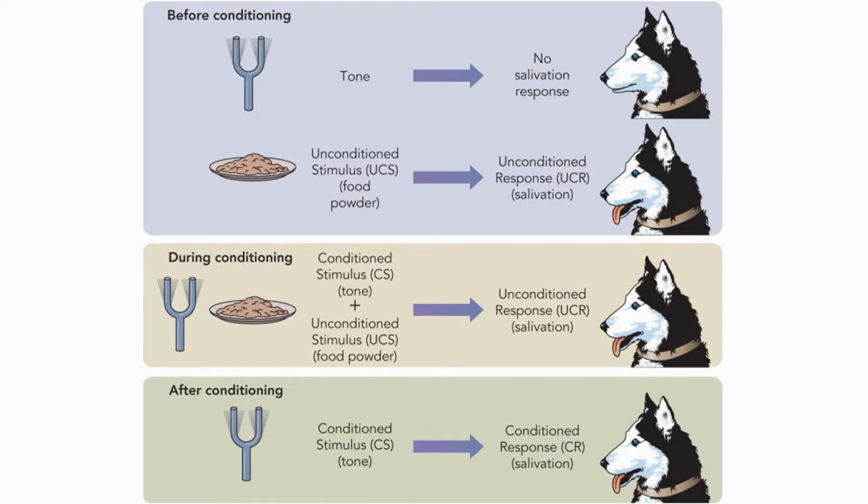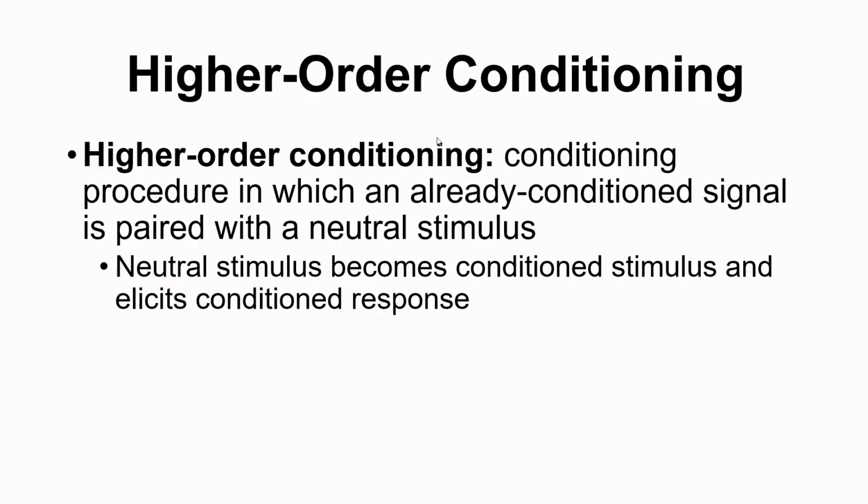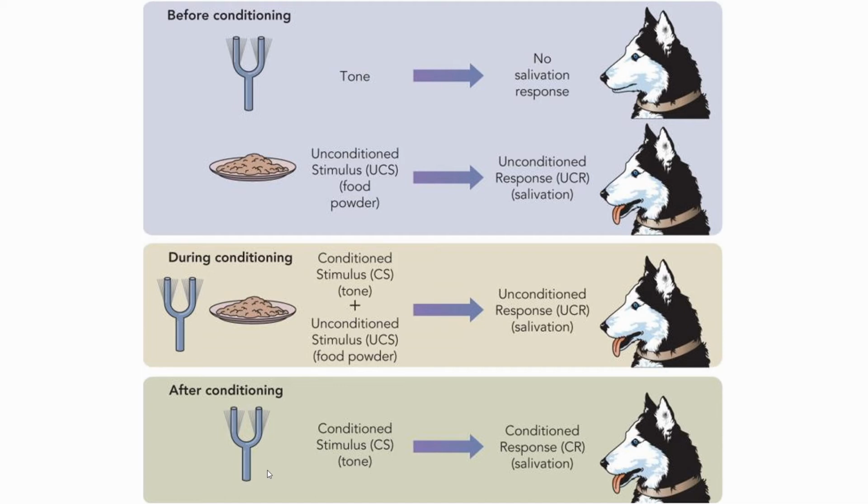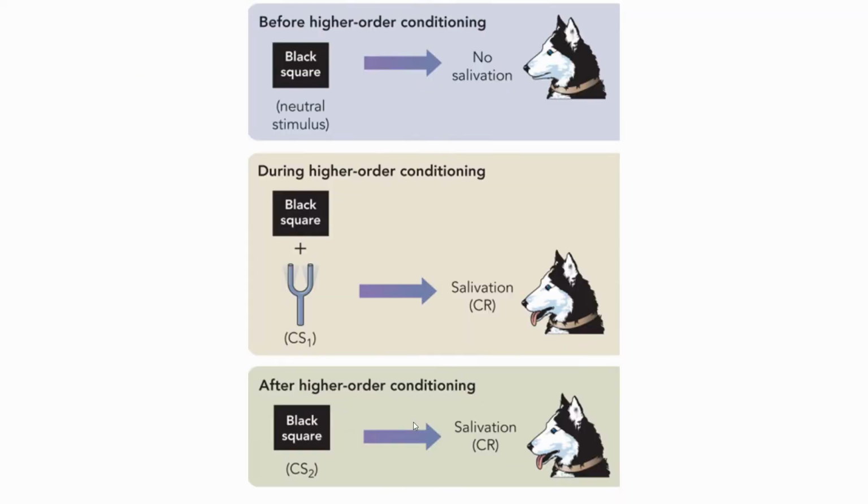This is also step one of our higher order conditioning, because higher order conditioning relies on the fact that we have an established conditional stimulus. So we have an already conditioned signal, an already conditional stimulus, that we would then pair with a neutral stimulus. So we've already set up a conditional stimulus. We already have our tone that elicits a conditional response. So now we can start the higher order conditioning.